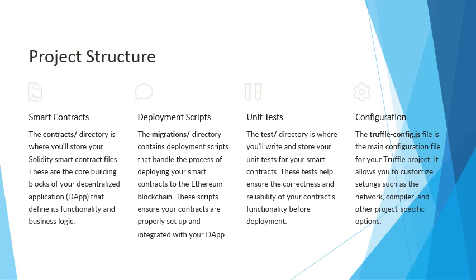So these are the components of the project. Smart contracts: the contracts directory is where you store your Solidity smart contract files. These are the core building blocks of your DApps. The migrations directory contains deployment scripts that handle the process of deploying your smart contracts to the Ethereum blockchain. The test directory is where you'll write and store your unit tests for your smart contract. The truffle-config.js file is the main configuration file for your Truffle project. It allows you to customize settings such as the network, compiler, and other project-specific options.